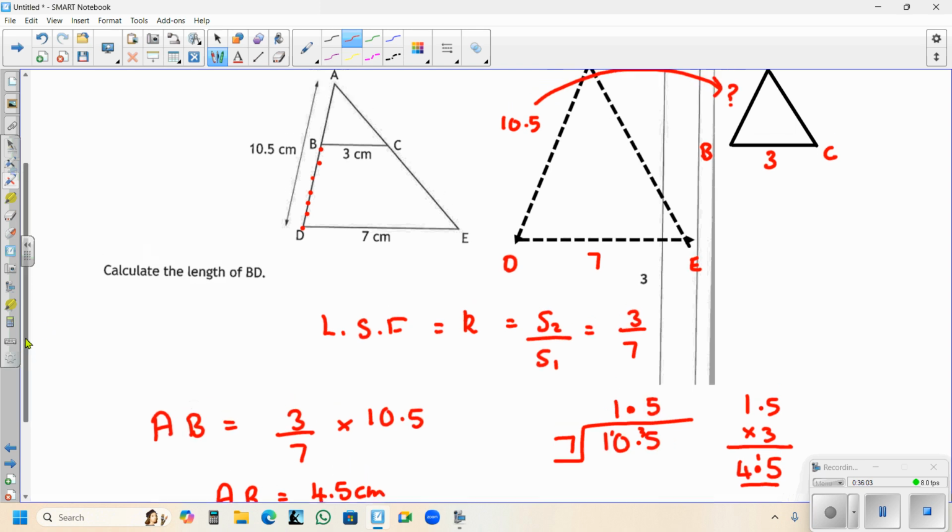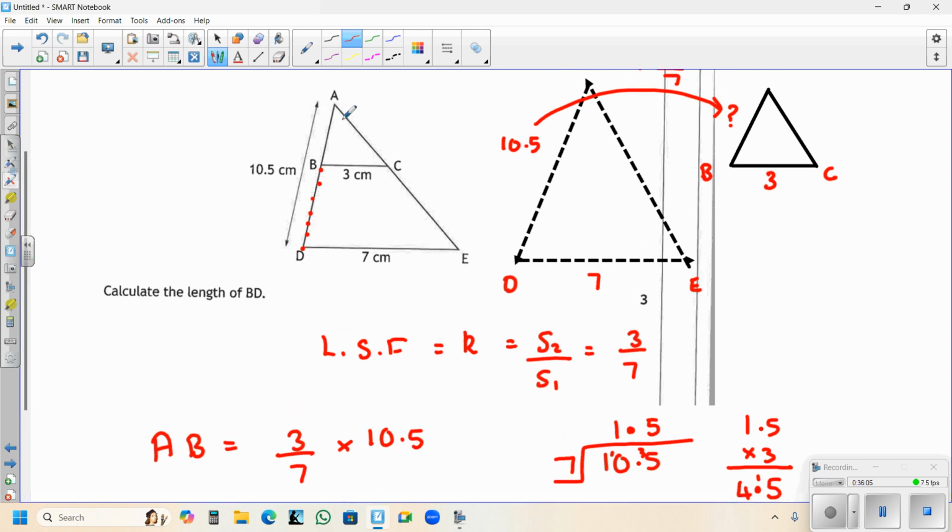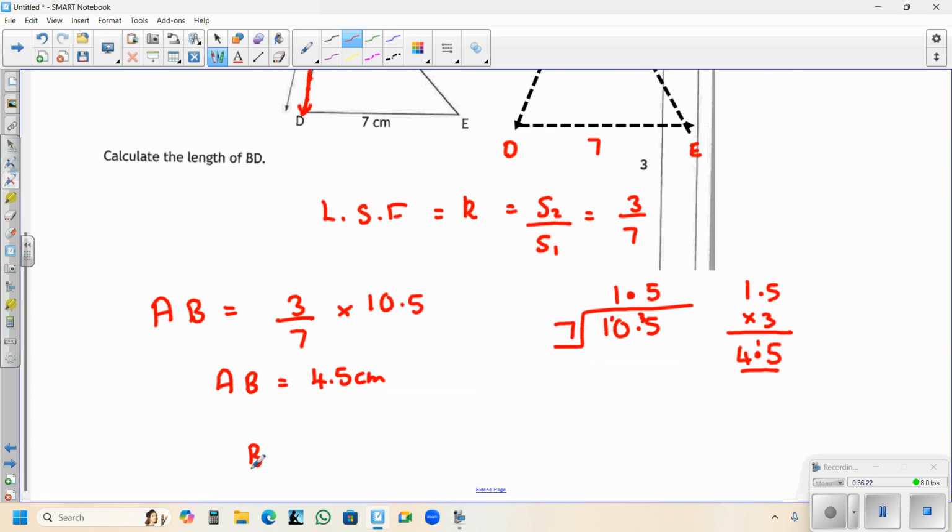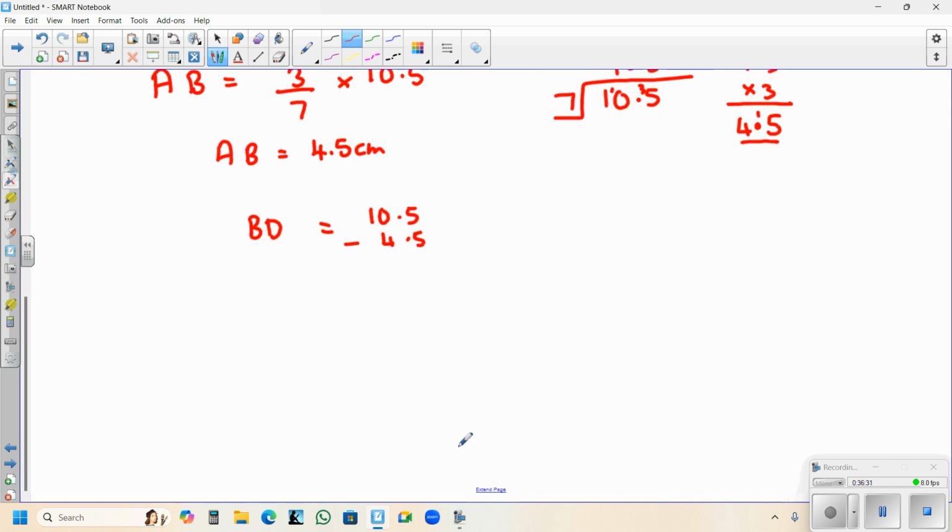So that should help me work out this wee length in here. So I know from there to there is equal to 4.5 centimetres. How do I get BD? BD has got to be 10.5, take away 4.5. So BD is equal to 10.5, take away 4.5. And when I take those two numbers away, I end up with a value of 6.0 centimetres.